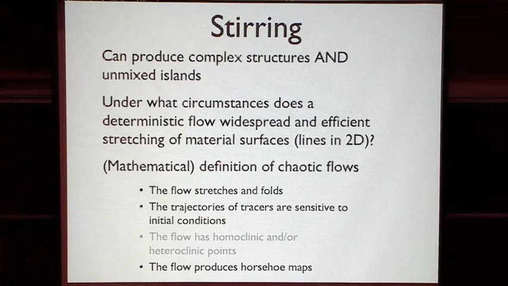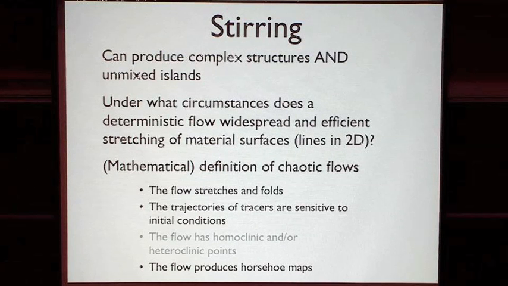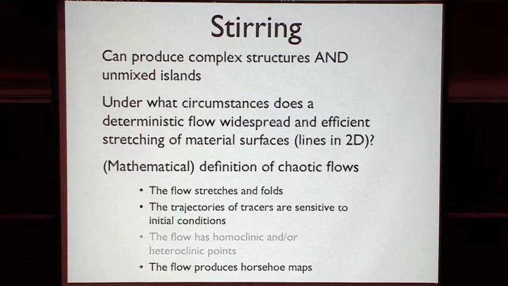Chaotic flows are ones that have the ability to stretch and fold. I'll explain this next in a bit more detail. The trajectories of nearby tracers are sensitive to initial conditions. In fact, we've already talked about that. Remember, with our hyperbolic flow, we put 2 points very close to each other, and they separate exponentially fast in time. This is what we mean by very sensitive to initial conditions.